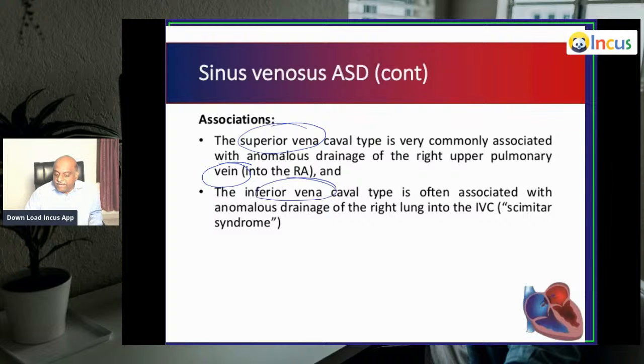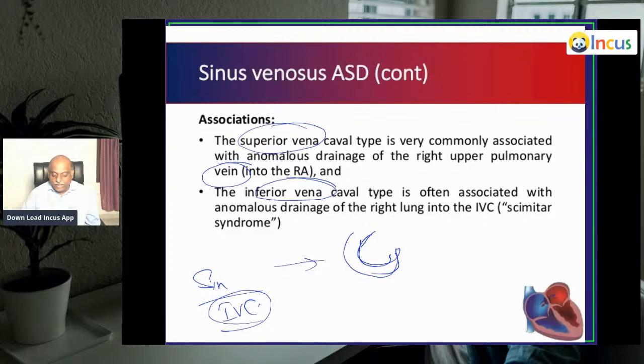Similarly, the IVC type of anomalous pulmonary venous drainage is typically associated with a scimitar-like appearance on X-ray. It's called scimitar syndrome. So the sinus venosus type of ASD associated with the IVC type of anomalous pulmonary venous drainage is called scimitar syndrome, is what you should remember.